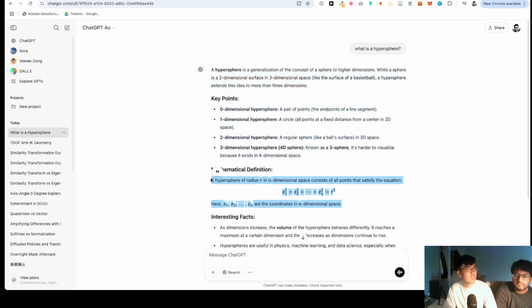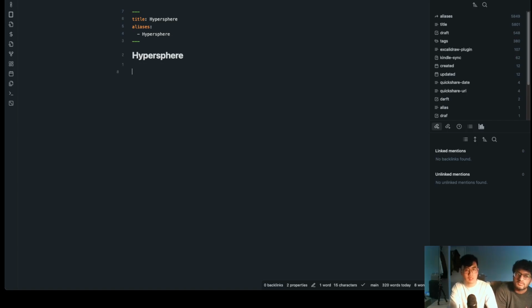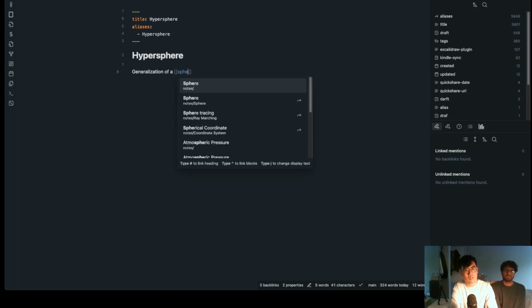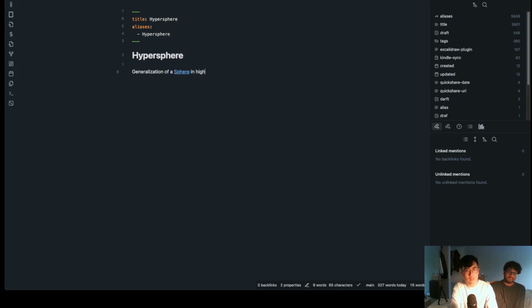Well, a sphere in 2D is x squared plus y squared, and then in 3D a sphere is x squared plus y squared plus z squared equals r squared. So more generally it is x squared plus y squared plus whatever squared. Define a generalization of a sphere in higher dimensions.